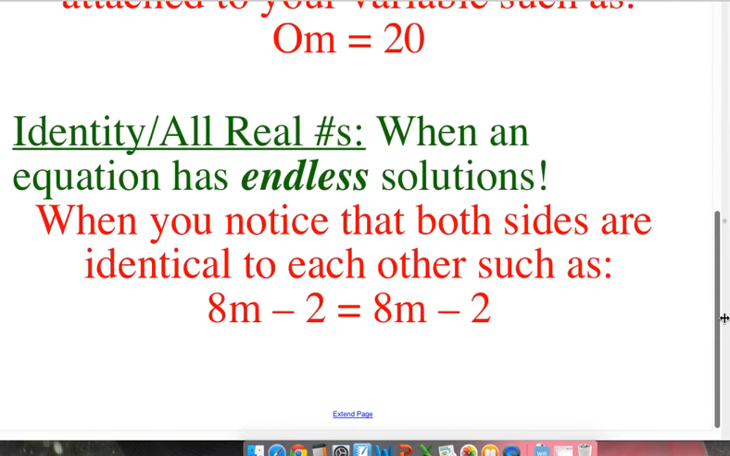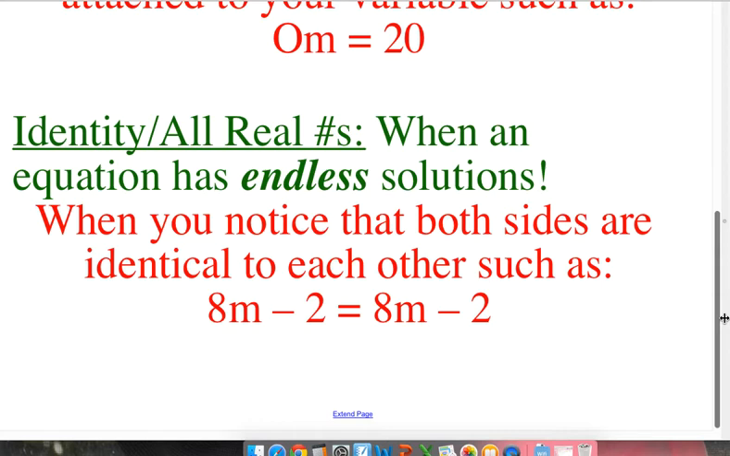Now on the other hand, we have the opposite thing that happens sometimes. And the opposite thing is called identity, or all real numbers. And that is when an equation has an endless number of solutions, meaning any number you plug in for m, or for any variable, any number that you can think of is going to work in the equation.